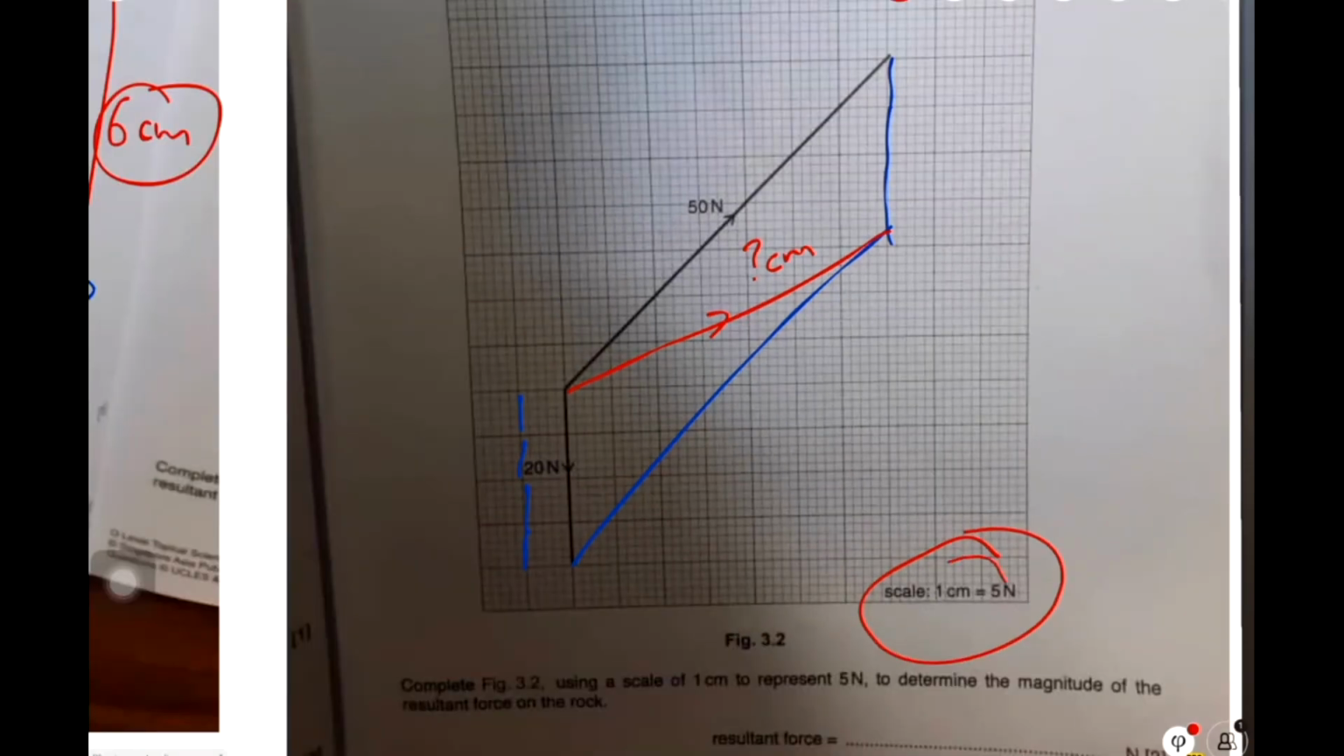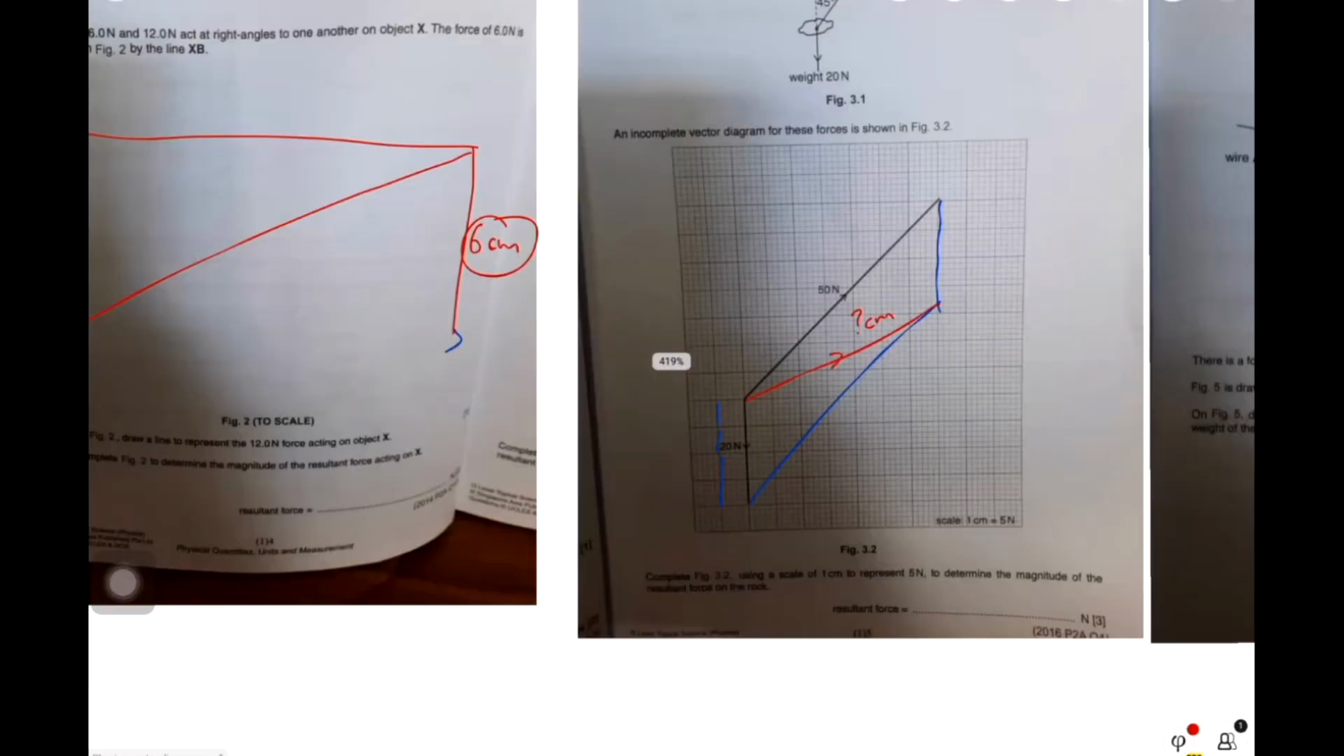Then they give you the scale, 1 cm is 5 Newton. I use a ruler to measure myself. Just measure. For 20 Newton I got 3.5 cm. Okay, you know why? Because you're using the book. This is the book, right? So the scale is wrong.